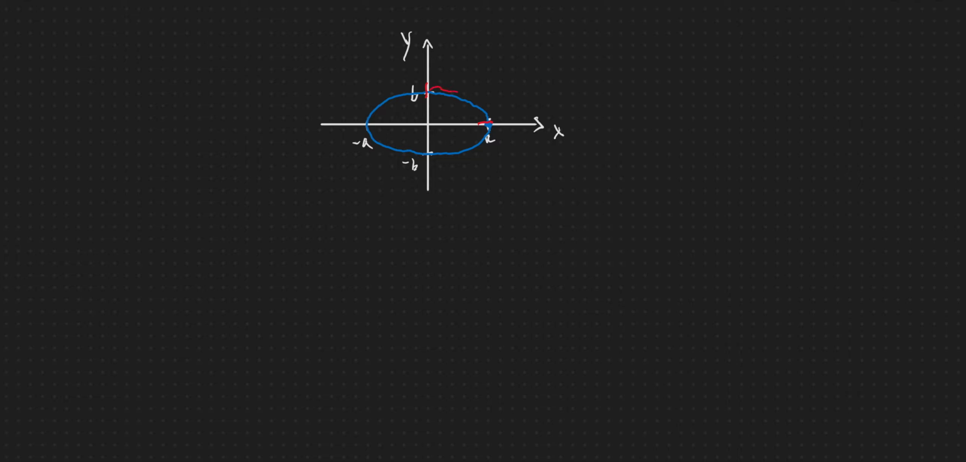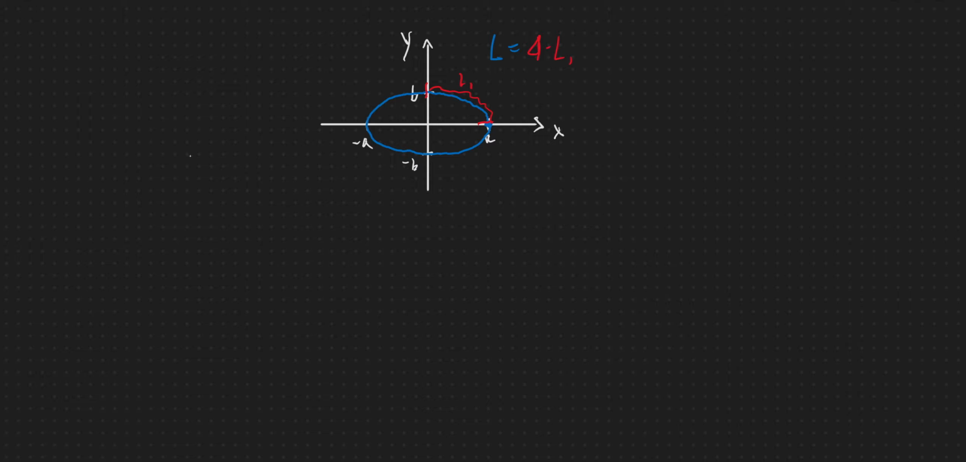Right, so if this is L1 and the whole curve is L, then L is 4 L1, right? So there's some symmetry, so I just need to integrate between those. That'll be helpful later on.